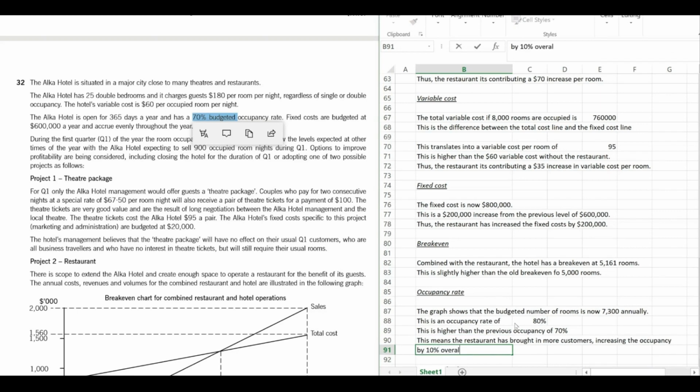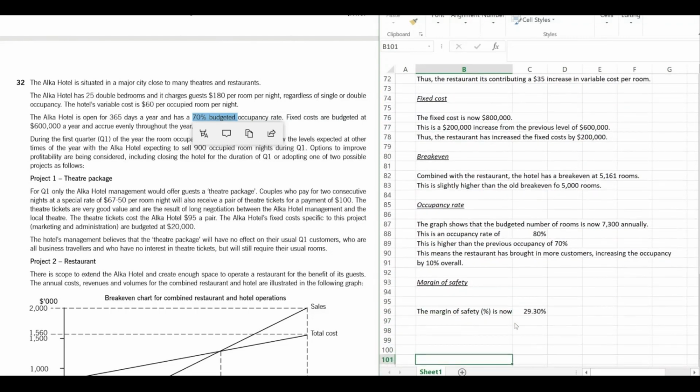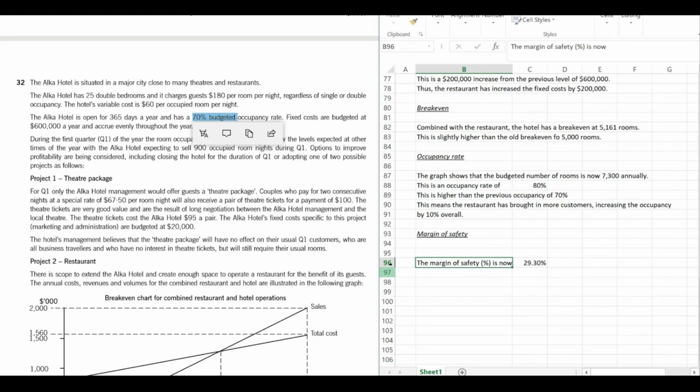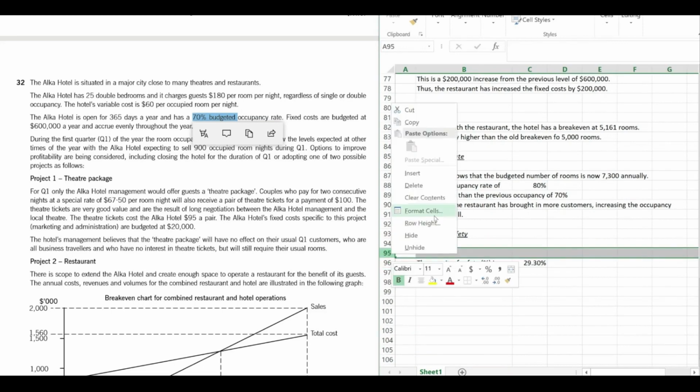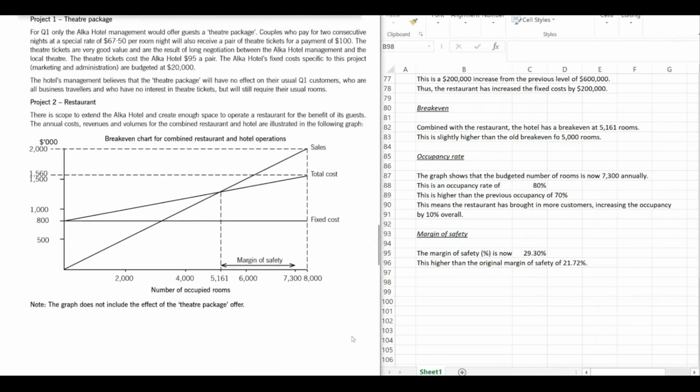And for hotels, occupancy is a key metric, right? They're always focused on that because you bring customers in, that's where you get money from them. So they've done that. They've increased the revenue per customer by $70 and the number of customers as well. So overall, it looks like a very good picture actually, just based on this data. The occupancy changes everything, right? And the margin of safety is now 29.3%. This is higher than the original margin of safety of 21.72%.